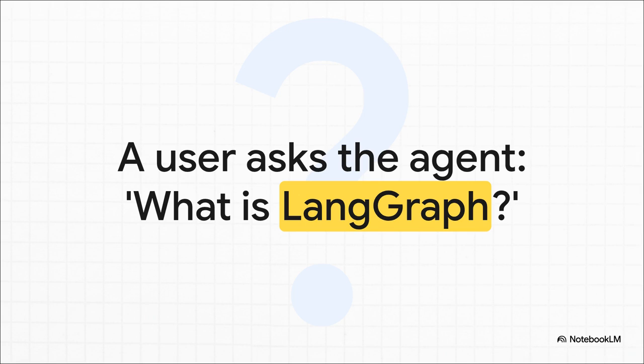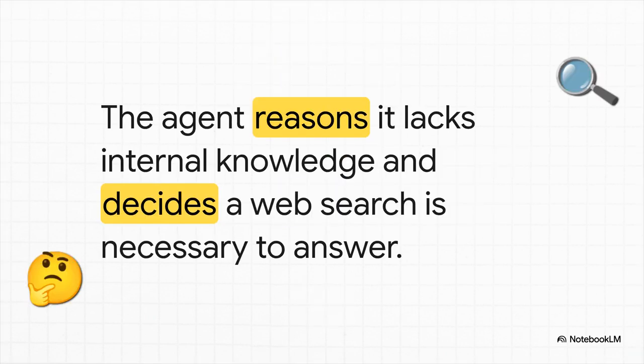Okay, let's trace this out with a real-world example. Imagine a user asks the agent, "What is LangGraph?" Now, let's say the agent has never been specifically trained on this. What does it do? Well, the very first thing it does is think. Its internal monologue is probably something like, I don't have this information. I need to use my web search tool. This moment of self-awareness, recognizing that it has a knowledge gap, is absolutely the critical first step.